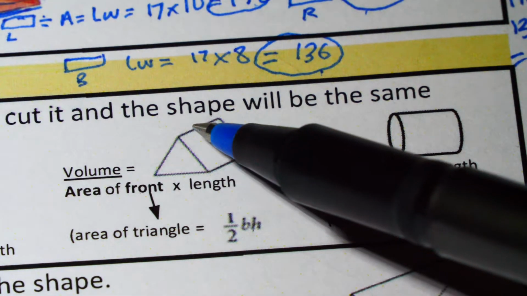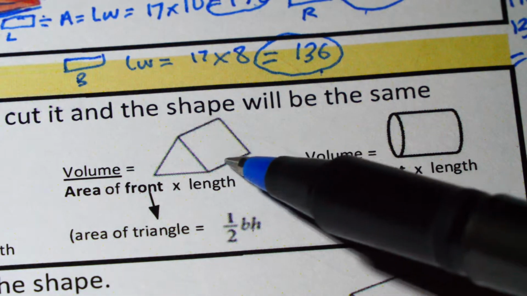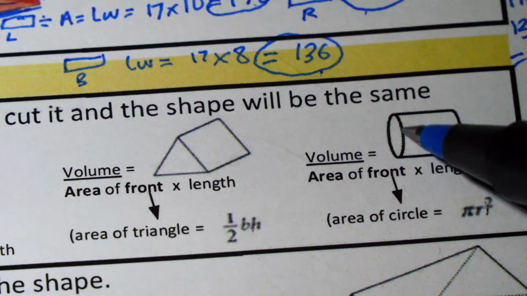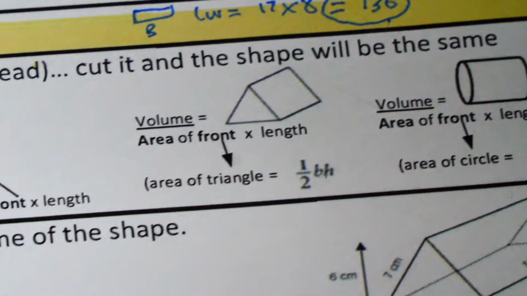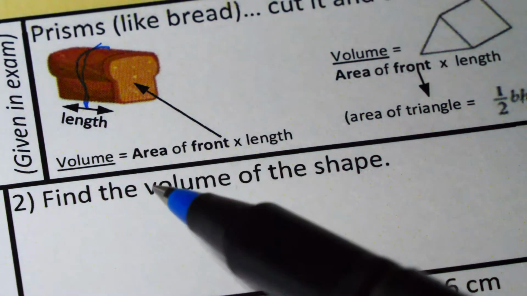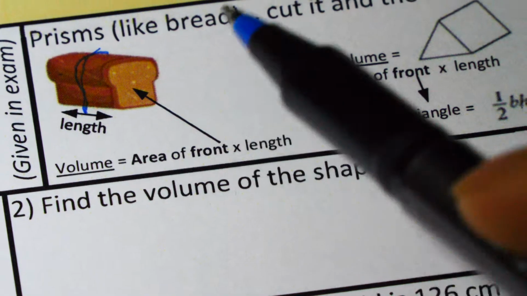We have other prisms here. If I cut this prism here, I still get a triangle. Or this cylinder here, if I cut it here, I will still get a circle. So how do you find the volume of a prism?